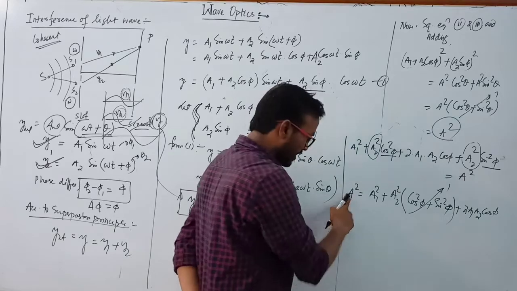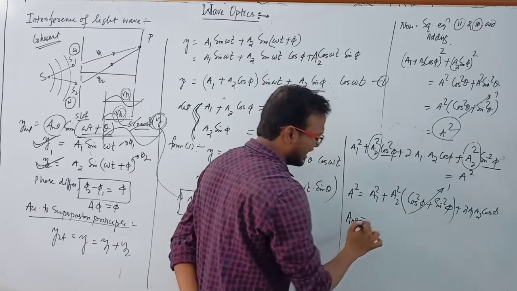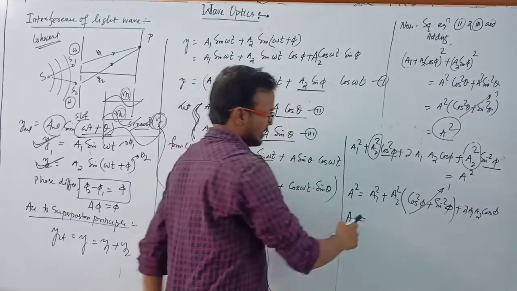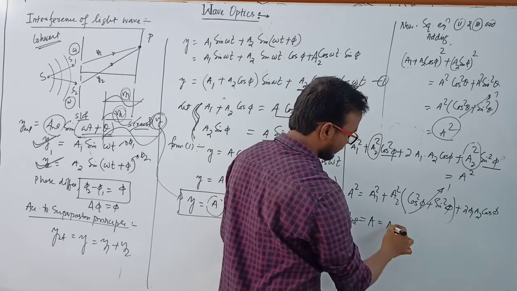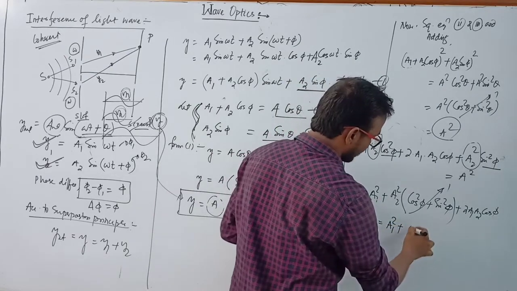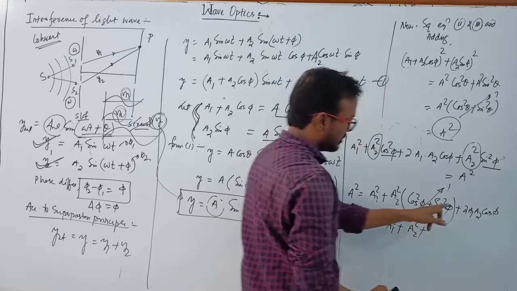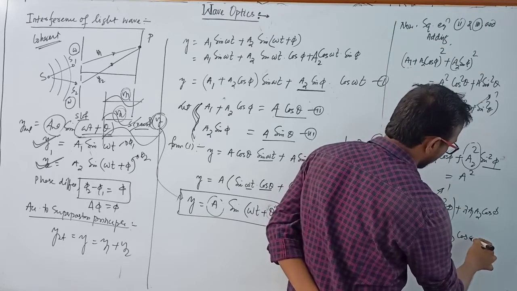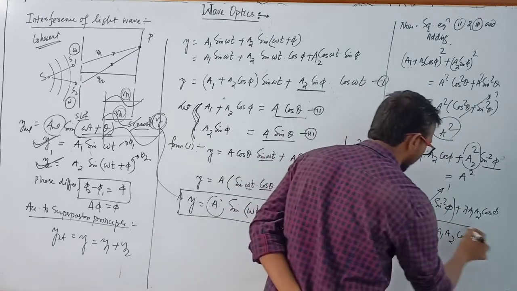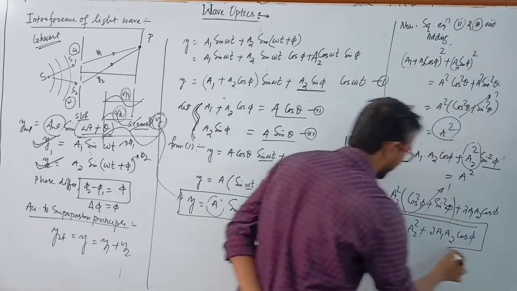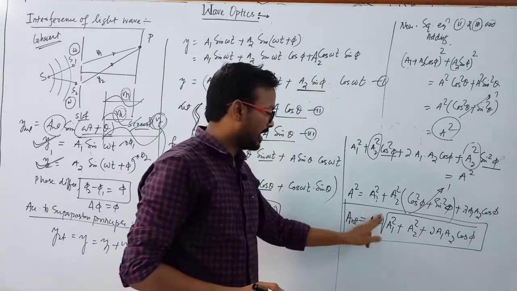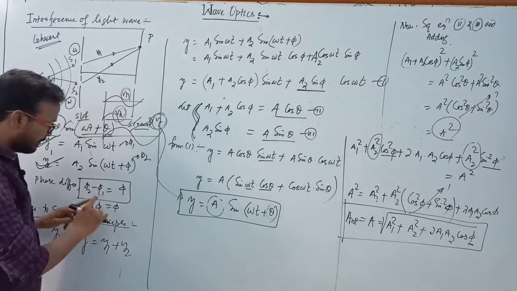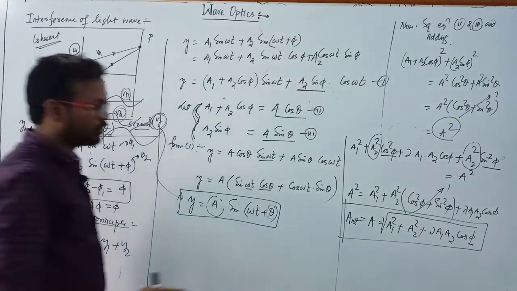Then we get A. This is the maximum amplitude A, or you can write A net, meaning net amplitude. So A net, or A, equal to the square root of A1 square plus A2 square plus 2 A1 A2 cos phi. This is the important relation to get the maximum amplitude of superposition of two waves. And what is phi? Phi is the phase difference between two waves. Clear? So we get A.